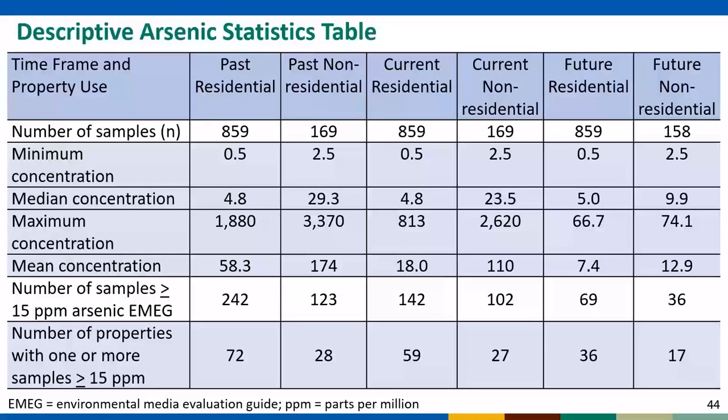our CVs. These data show that in the past, 72 residential properties and 28 non-residential properties were at or above our arsenic EMEG for this site community-wide. But for the future scenario, only 36 residential and 17 non-residential properties were expected to be at or above the arsenic EMEG.